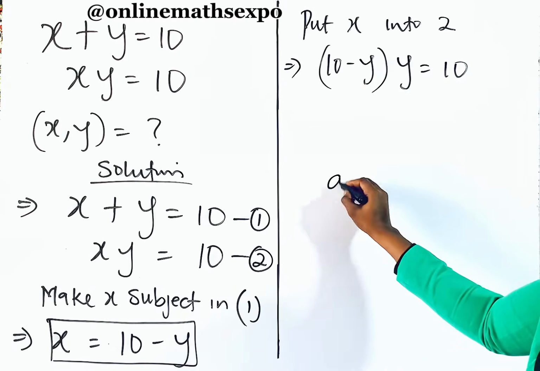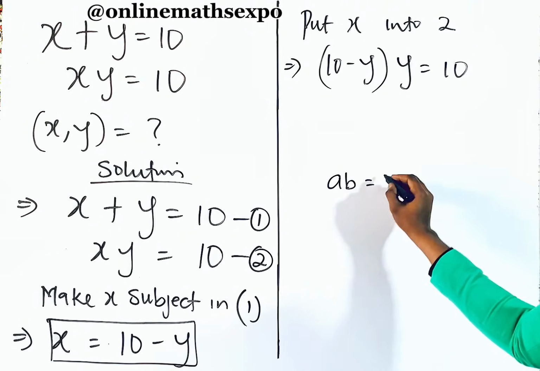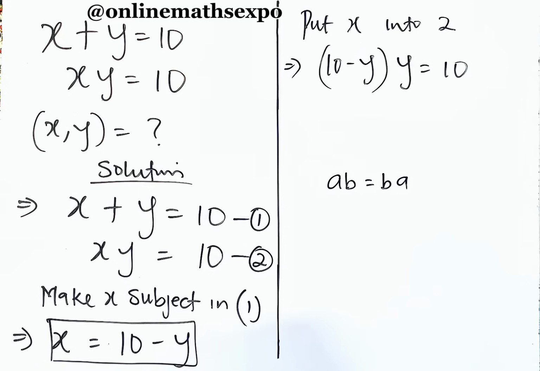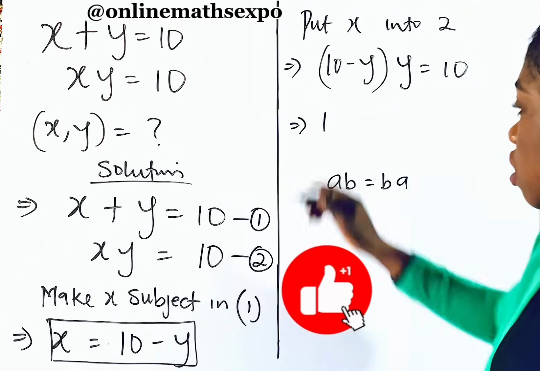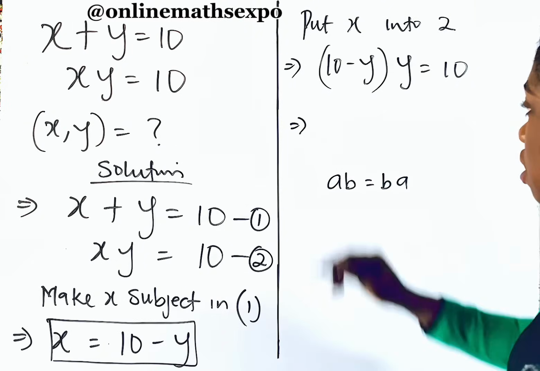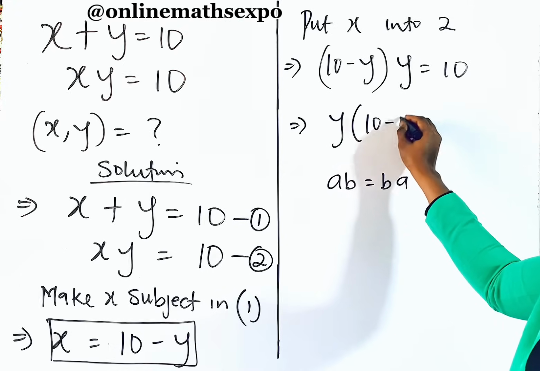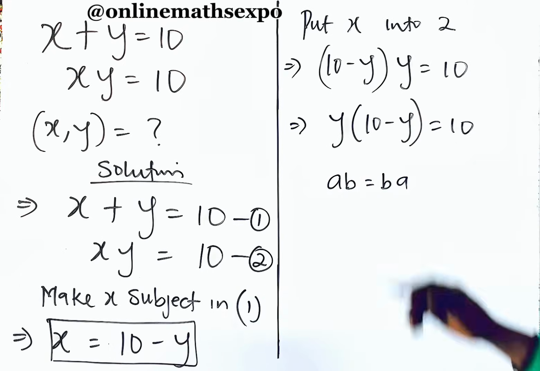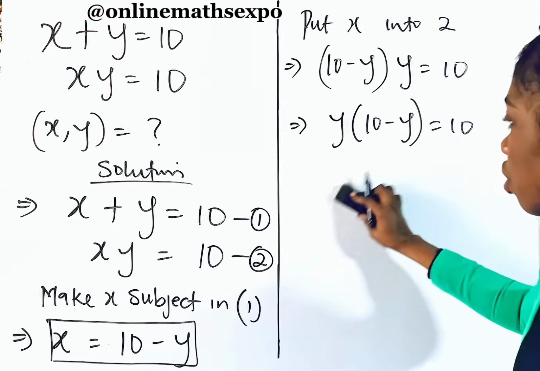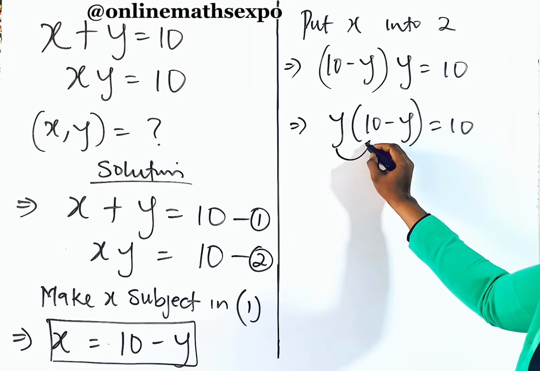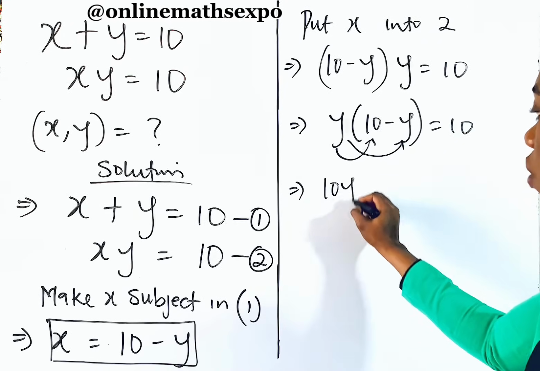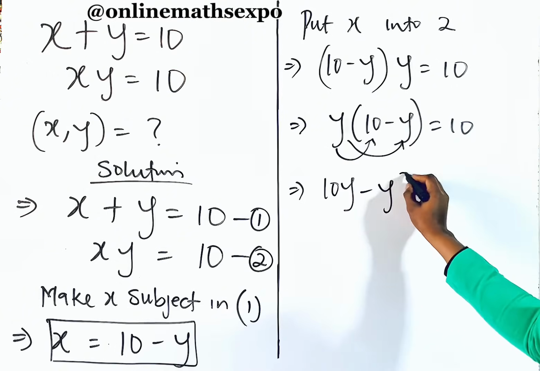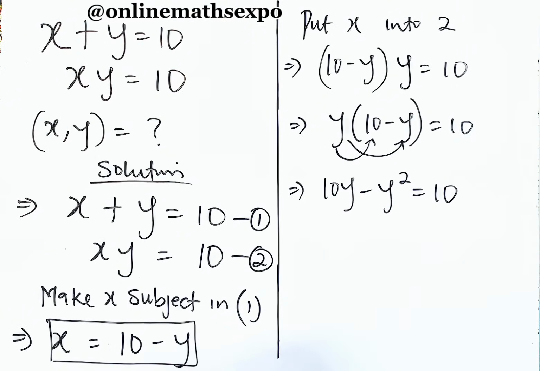Now you know that if you have AB multiplied, it is also the same as BA. They are said to be commutative. In that case, this is the same as y into 10 minus y is equal to 10. Now what do you do next? You just distribute this into the brackets. And when you do that, this will give us 10y. This will give us negative y squared is equal to 10.